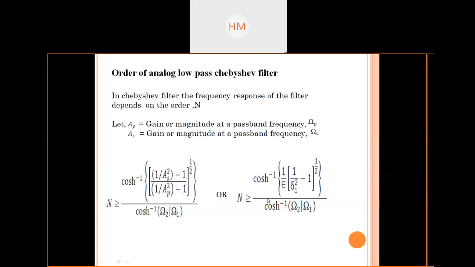Then in the second terminology, in terms of epsilon, you can write this equation as cosh inverse of 1 upon epsilon, in bracket 1 upon δ1 square minus 1 to the power half, upon cosh inverse Ω2 upon Ω1. So finish writing this equation in your copy. And what we will do, we will choose the value of n to be the next nearest integer. If I am getting 2.66, I will choose it as 3.